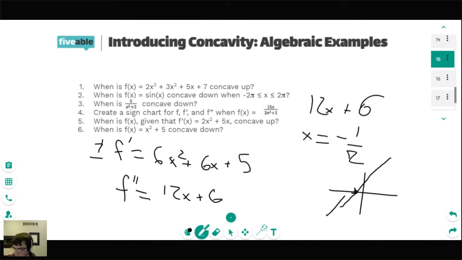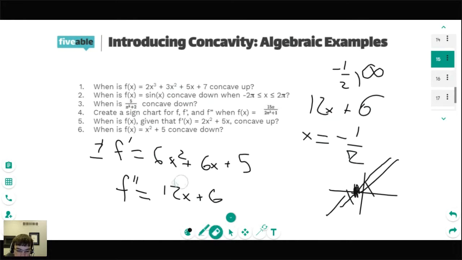So knowing that a function is concave up when the double derivative is positive, we can see it's positive from here onward, and it's changing sign. So it would be from negative 1/2 to infinity. So that's how you would do number 1.